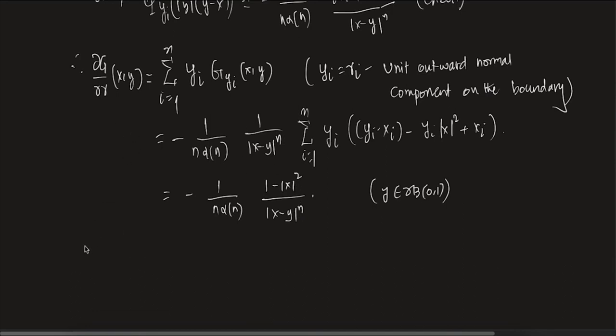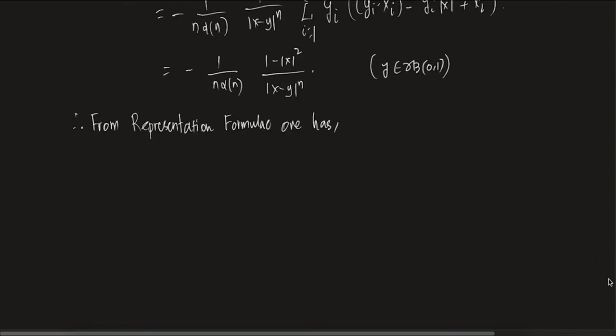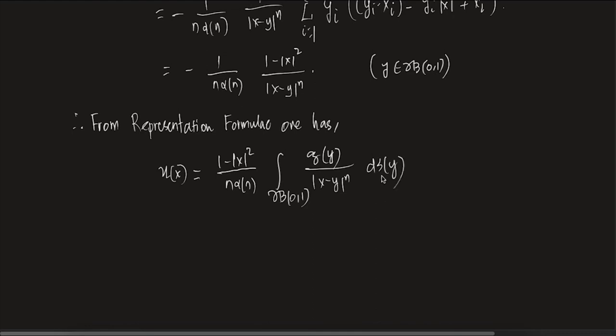Once I do this, what is our representation, therefore, from the representation formula? One has u of x will look like (1 minus mod x squared) by n alpha n, integral over the boundary of B(0,1), g of y by mod x minus y to the power n ds y. Clear? Now, this is on a ball with center 0 and radius 1.